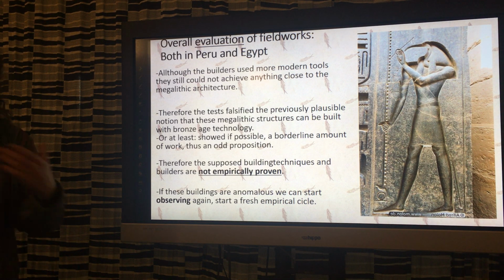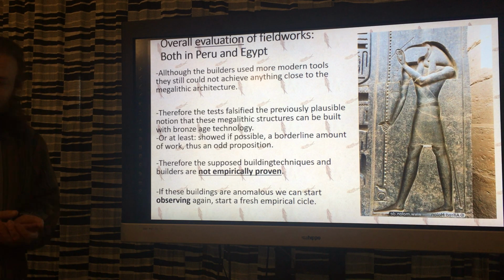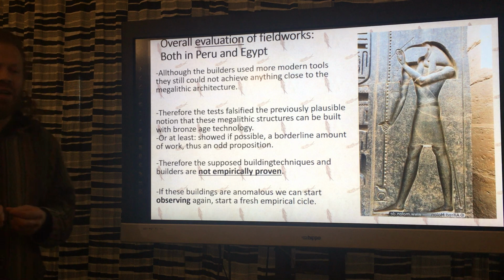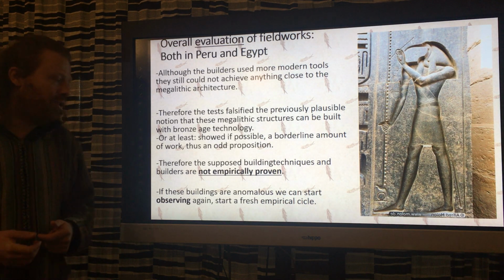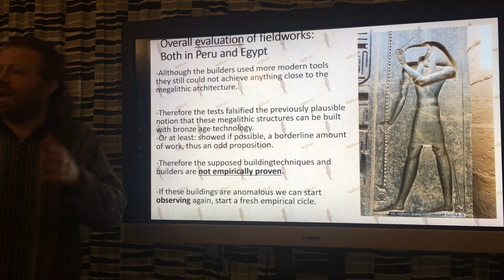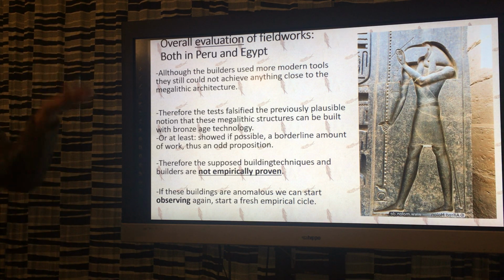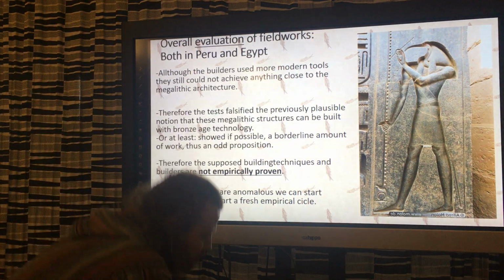And therefore, you cannot directly date stones. So with this non-direct evidence, you can start observing again and start a new empirical cycle. Say, okay, what if we don't know who built them? Let's just look at the structures again from a blank sheet. I don't know how to exactly explain it. You get me?